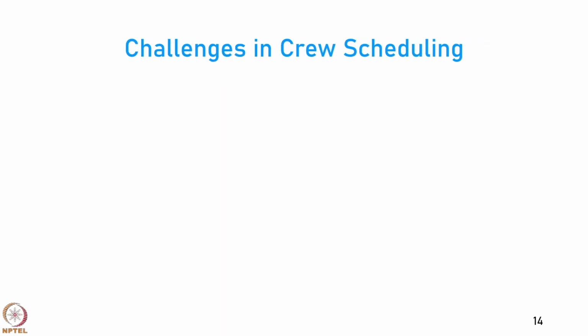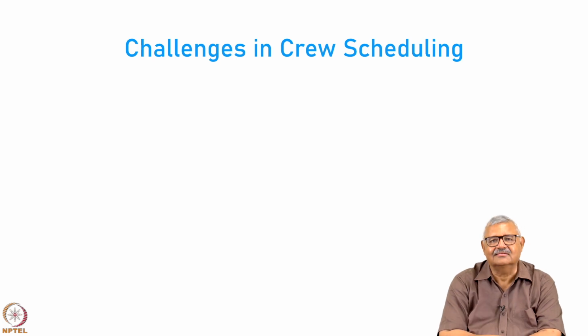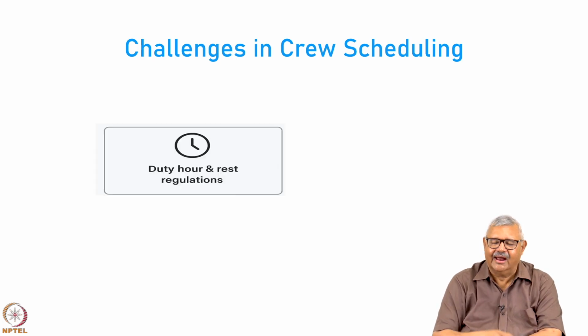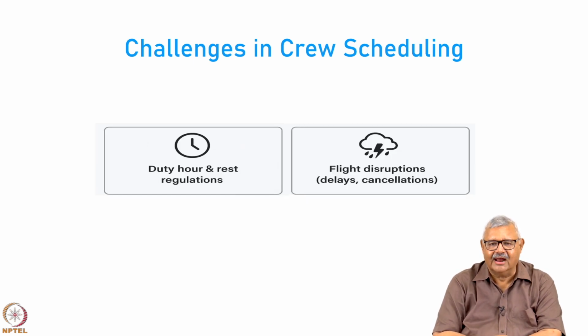But what are the challenges? As I mentioned, it is a balancing act. It is a very difficult and very tough balancing act. So, where is the balance? You have to look at duty hours and rest regulations specified by the regulatory bodies. You need to look at the flight disruptions, delays, cancellations or emergencies which can happen anytime. You can plan for them if you know them in advance, but sometimes they happen without any additional warning.